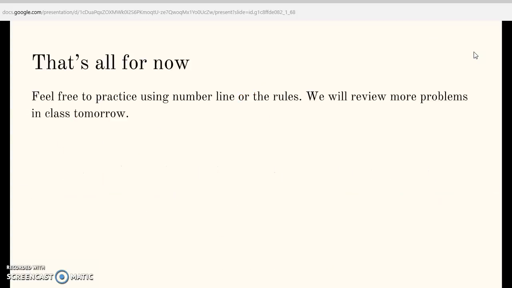So guys, that's all I have for you tonight. I hope this was helpful. Tomorrow we'll touch base a little bit more on adding negatives, and then we'll get started on a little bit of a project.